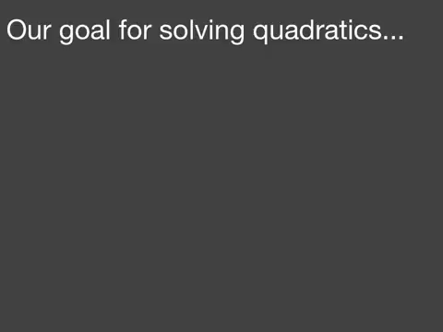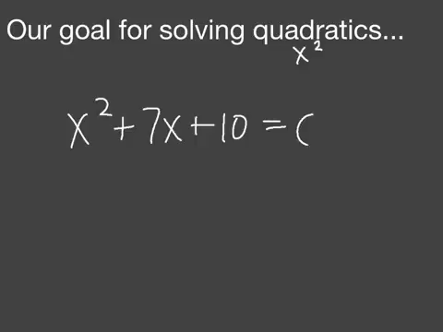In our new topic, which again is called solving quadratics, we're going to learn how to solve equations that have an x squared in them. So, for example, x squared plus 7x plus 10 equals 0. This equation is called a quadratic because it has an x squared in it.